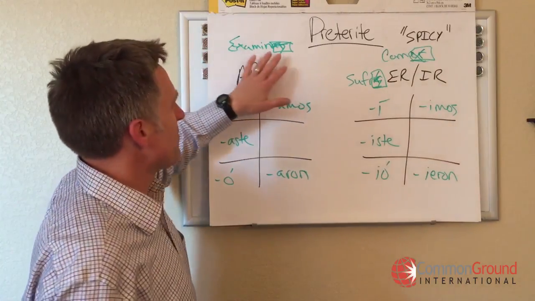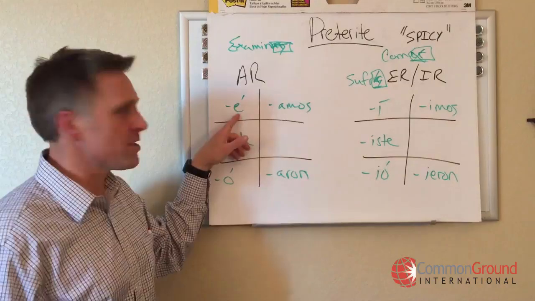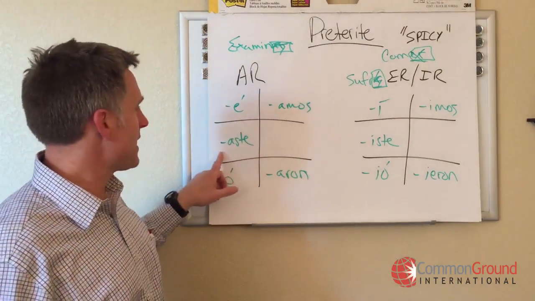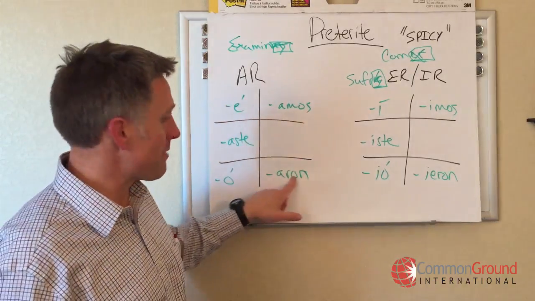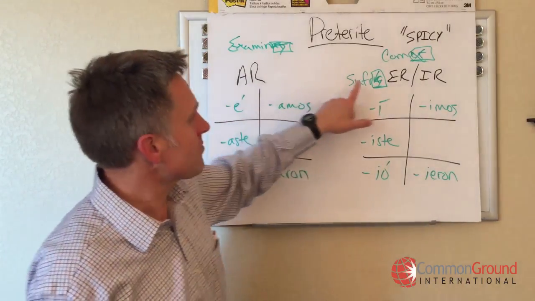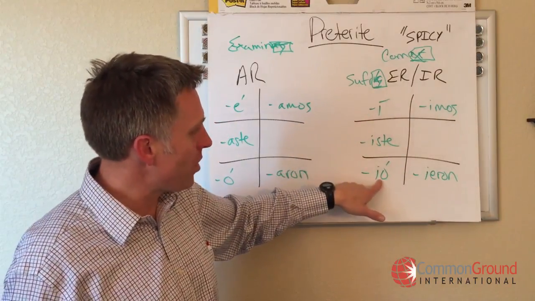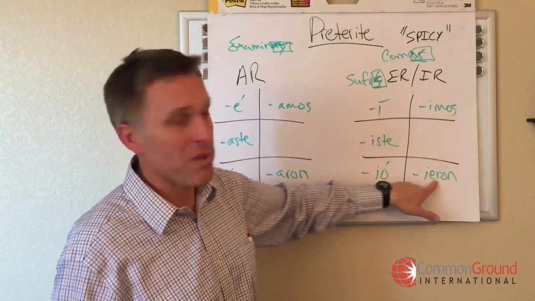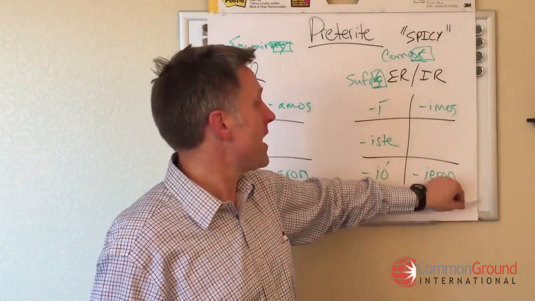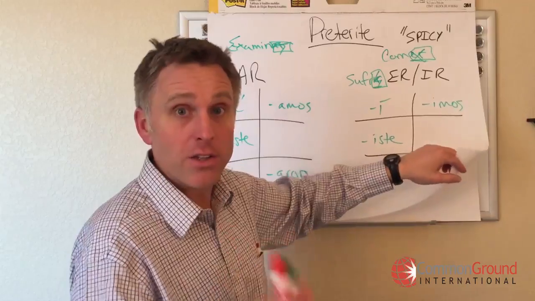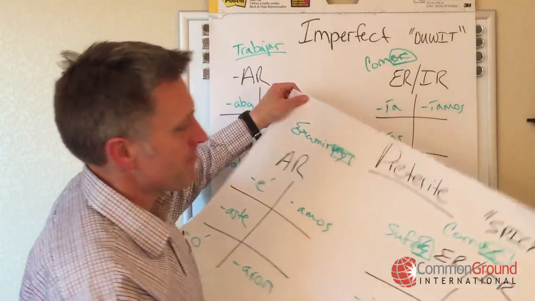Okay, bien. So, simple past tense, ARs, like examinar, conjugate this way. Examiné, examinaste, examinó, examinamos, examinaron. Comer: comí, comiste, comió, comimos, comieron. Yes, there are a lot of irregulars, and those will be covered in a download on the blog post that I put up for you.